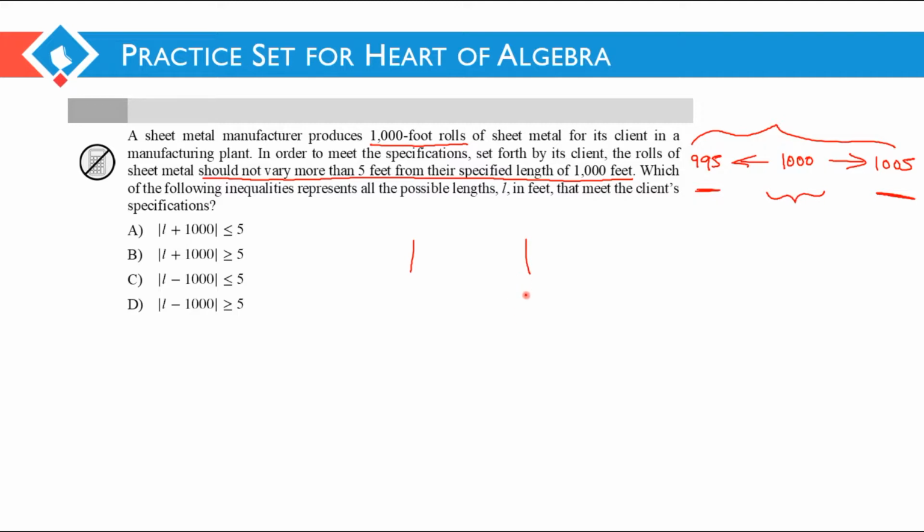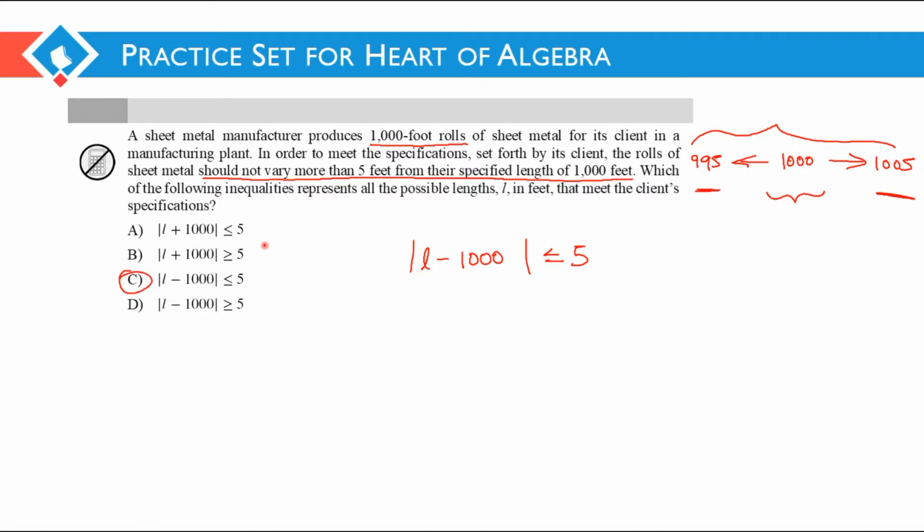And anytime you want to calculate the distance from a number, you just subtract that number from the number that you've been given. So we're going to take our specified length L and subtract 1,000. And we know that the distance from it must be less than or equal to 5. So in this case, we can arrive at the right answer just by understanding how the absolute value functions work. And the correct answer in this case is in fact C.